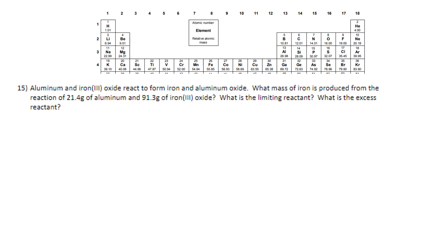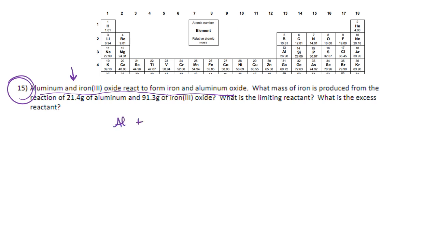Hello friends, there's a lot going on in this question, number 15 from the summer homework, so hold on tight, lots of stoichiometry. Make sure that you have your calculator super close by. So, the question reads: aluminum and iron 3 oxide react to form iron and aluminum oxide. The first thing we're going to have to do is turn these words into a balanced equation because we need the coefficients from the equation to make our mole ratios to do all the stoichiometry that we're about to do.